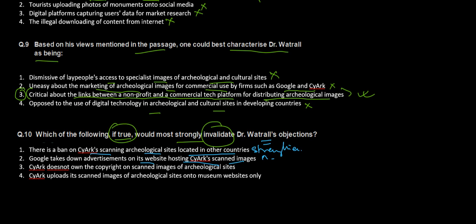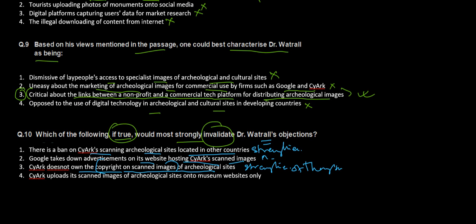SIAC does not own the copyright on scanned images of the archaeological sites. So if this is true, then it will strengthen the argument of Thompson, not Wottrell, because Thompson is questioning the copyright issue. Wottrell is not questioning the copyright issue, he is questioning the intent issue. So this is not related to Wottrell's argument directly.